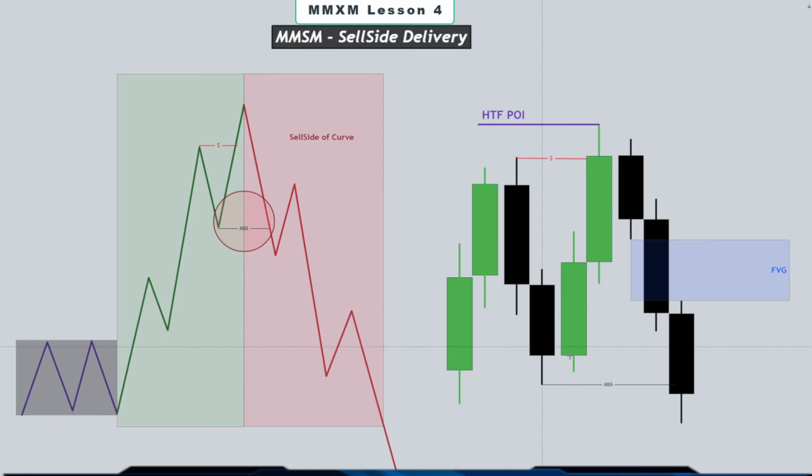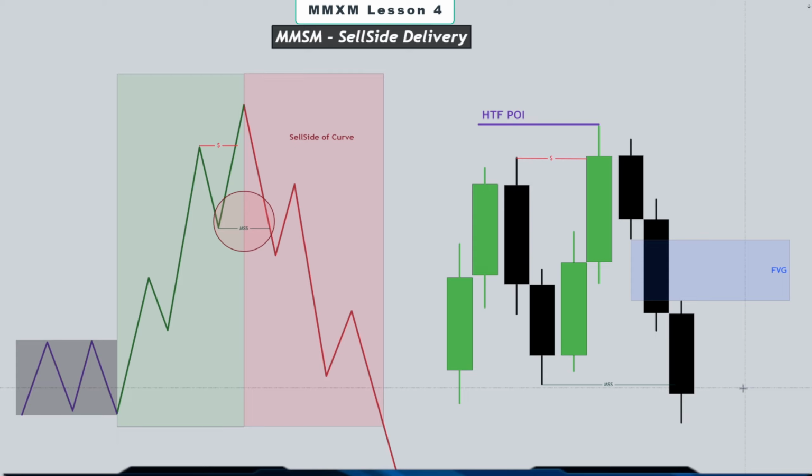Now, we don't really need to see a body closing below the swing low, or the reaccumulation swing low. We don't really need a body close. A wick can also confirm that as long as the fair value gap is present. However, a body closing below is giving us more confluence.